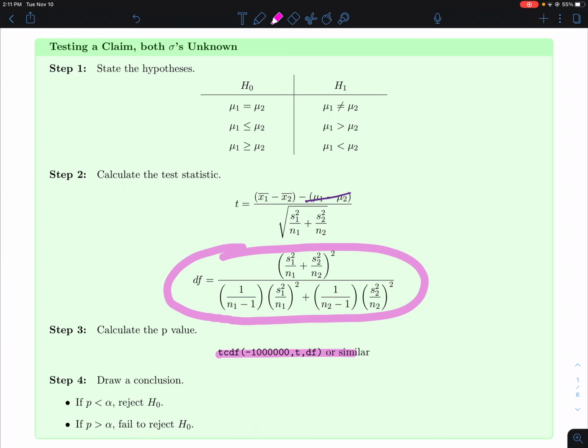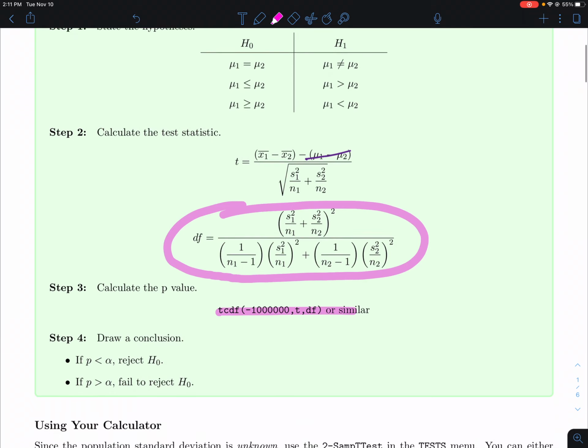I'm not saying you can't do it, but be mindful and really careful when you type stuff into the calculator that you don't make a mistake, because that's another way to mess this one up. And then finally, drawing our conclusion is exactly the same. So really the big difference is going to be the degrees of freedom and how we calculate that and how that plays in.